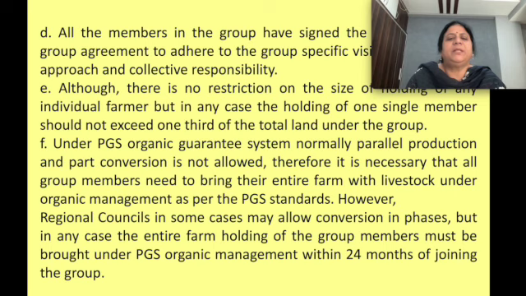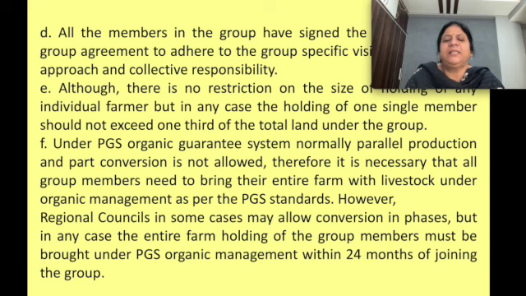So all the members in the group should sign the agreement and adhere to the group specific activities. Although there is no restriction on the size of the group, in any case, the holding of one single member should not exceed one third of the total land under the group. That is the main important criteria. So single farmer land should not exceed one third of the total land under the group.